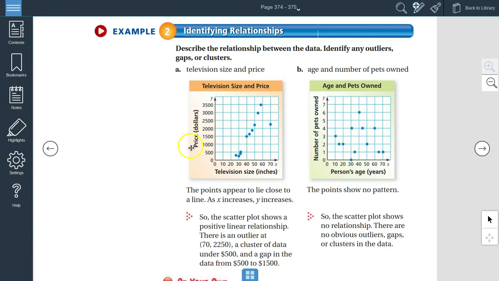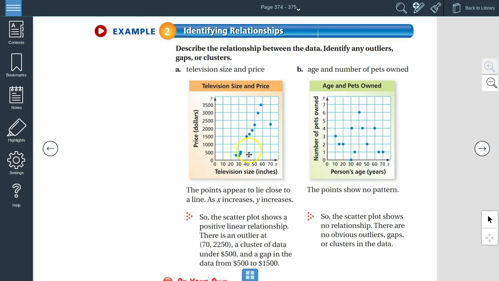Okay, looking at this TV one, we'll do that one first. So it says right up here, describe the relationship. That is the key question. You'll see that every time on almost all your questions tomorrow on 9.1. So, is it positive, negative, or no relationship? Looks like it's pretty steep going up to the right. So I'm going to call this a positive relationship.